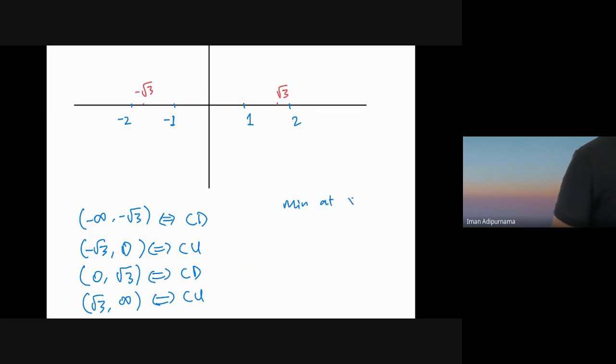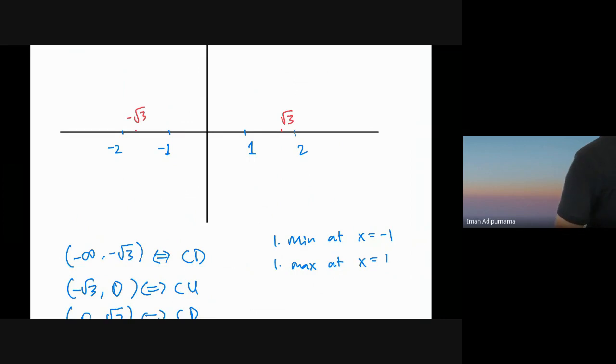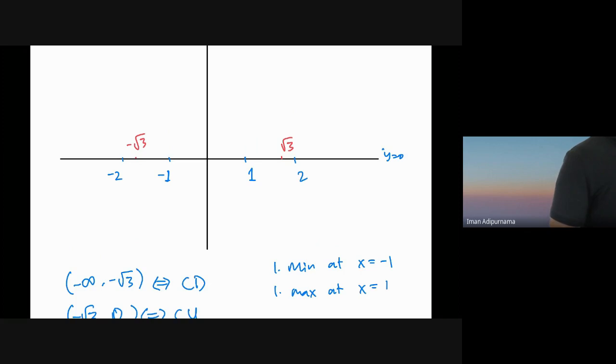Min at x equals -1, right? And max at x equals 1. Or you can write local. And the asymptote is y equals 0 at the x-axis, right? So this is y equals 0, this is the asymptote. Now let's start with the intercept, which is 0, 0. The graph should be crossing this, right? So checking, this is the inflection point here. So probably this will have a minimum.